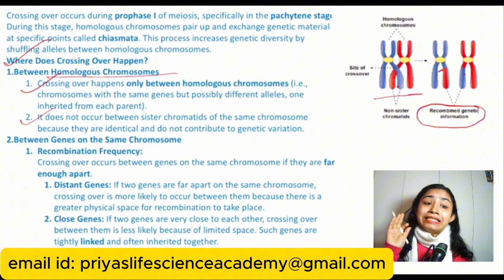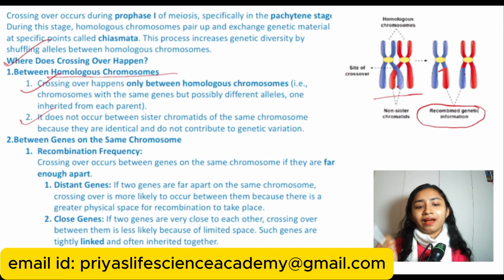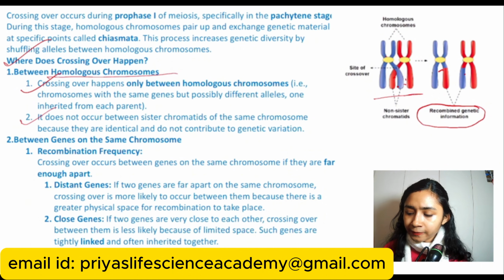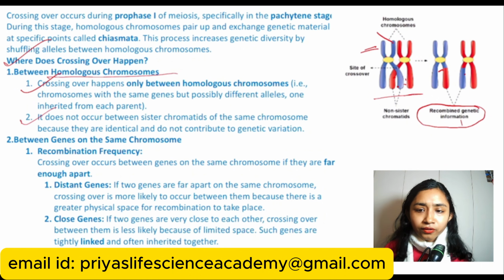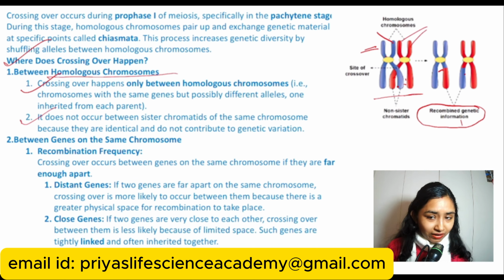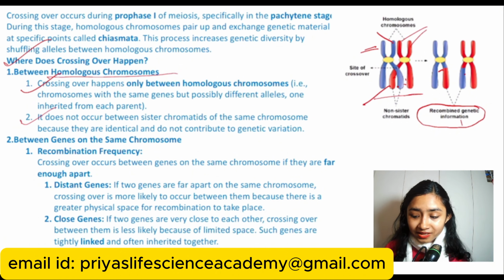Number 2, it does not occur between sister chromatids of the same chromosome because they are identical and do not contribute to genetic variation. These two are sister chromatids. Crossing over doesn't occur between two sister chromatids. These two are sister chromatids. Crossing over doesn't occur between two sister chromatids. Crossing over occurs between two non-sister chromatids.